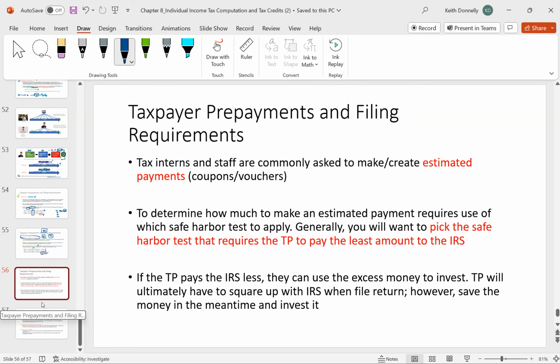So this just says that you could be asked to make estimated payments in practice if you meet both safe harbors. You meet 90% of current year, and you meet 100% of the prior year. Which one should you pick? Whatever one gives you the lower payment, because you can use that excess amount to invest in the stock market.